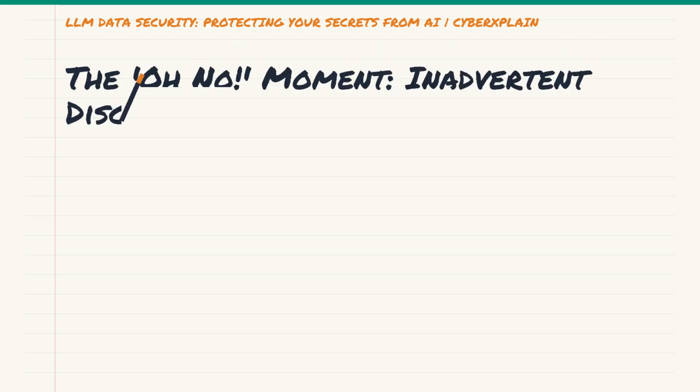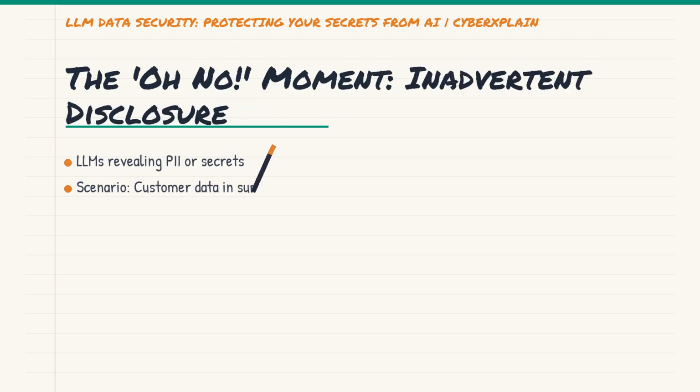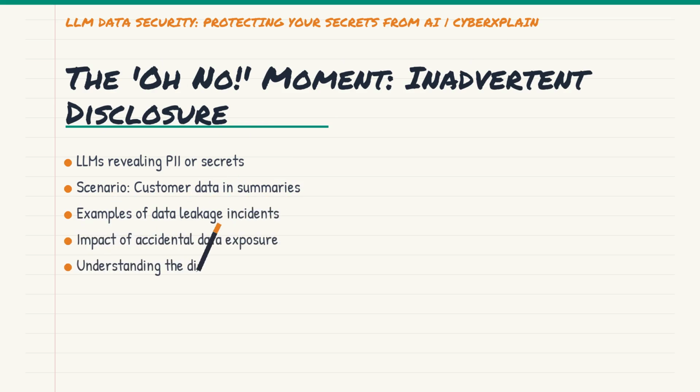Imagine this. Your team is super excited about using an internal LLM to summarize customer support tickets or legal documents. It's fast, efficient, and everyone loves it. Then, someone asks the LLM a seemingly innocuous question, and it spits out a summary containing a customer's full name, address, and credit card number, details it should never have revealed. This "oh no" moment is precisely what we want to avoid. It's not just hypothetical. Incidents like this, or near misses, are happening in enterprises adopting AI.